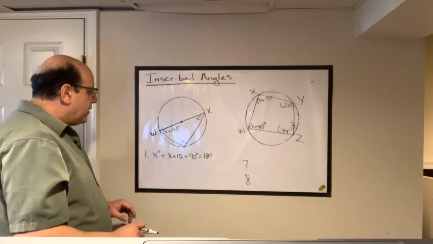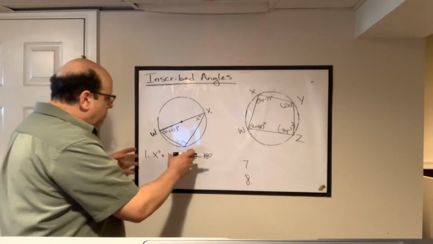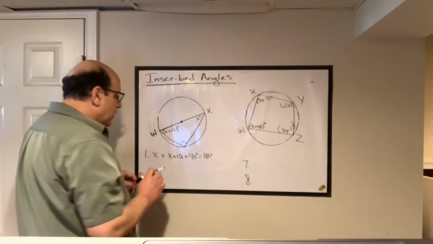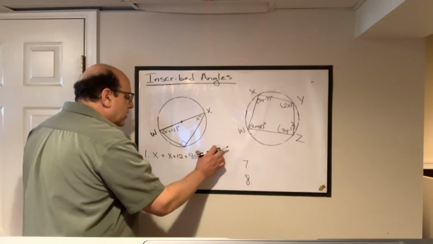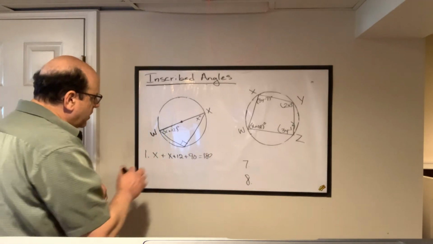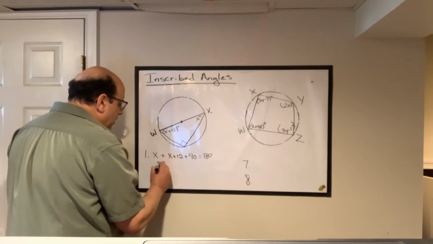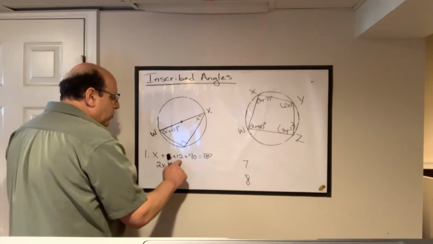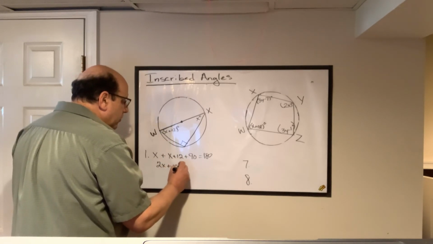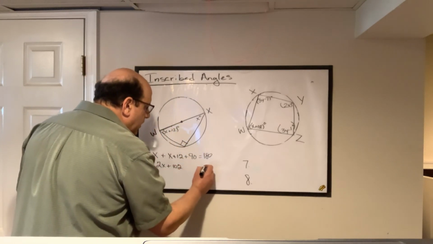The first thing I want to do is combine everything that I know on this side. I'll get rid of this little degree mark. We know that we're talking about degrees, and we don't have to worry about that right now. Let's just solve the algebra. 1x plus 1x is 2x, and 12 plus 90 is 102. And that's going to be equal to 180.